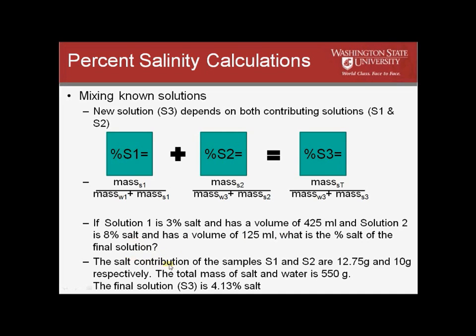So the salt contribution from each sample, 1 and 2, is 12.75 grams for the first and 10 grams for the second. So you add those up and find the total mass of the salt and the water at 550 grams, and you complete the calculation for the final solution and you get 4.13% salt. And so that makes sense. We started out with 3% and we added not an equal amount, a smaller amount, and so it should have risen not a lot when you add an 8% salt solution. This is an example you'll be doing in class and in the laboratory.